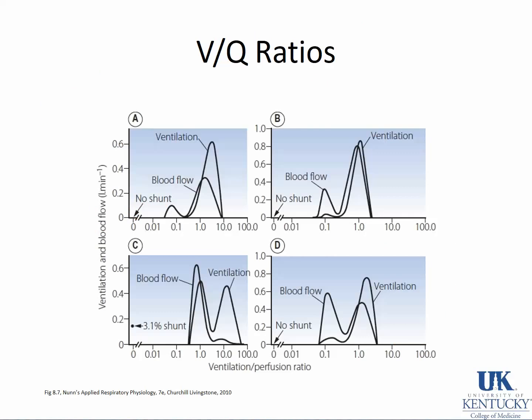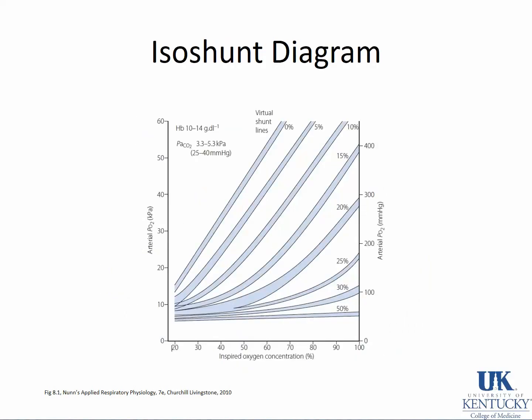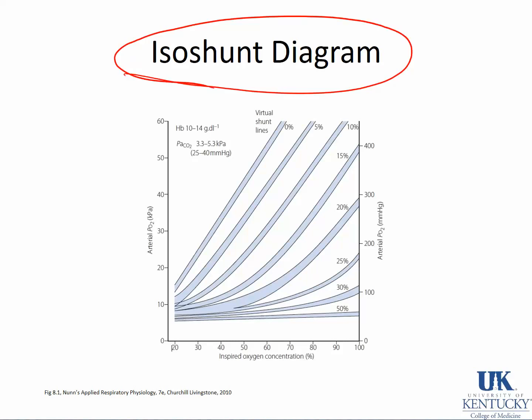This illustration looks at all 4 simultaneously, but there's really nothing different than what we'd shown before. This is the last thing that I want to show. This is called an iso-shunt diagram. It looks at the different shunt percentages that occur in different circumstances. This is here just to show you what it looks like. There are several assumptions here. The assumption is that the patient has a normal hemoglobin, a normal CO2, although not stated. It also assumes that the patient has a normal cardiac output.